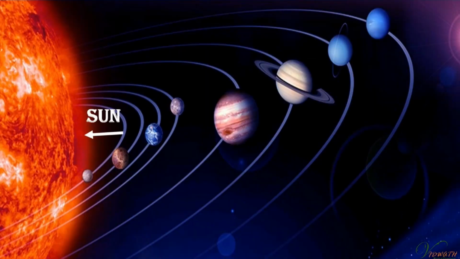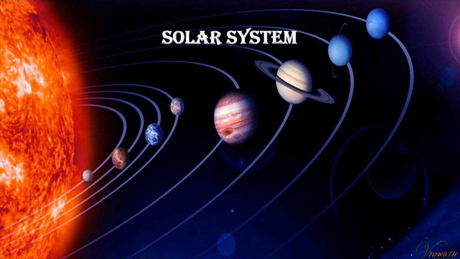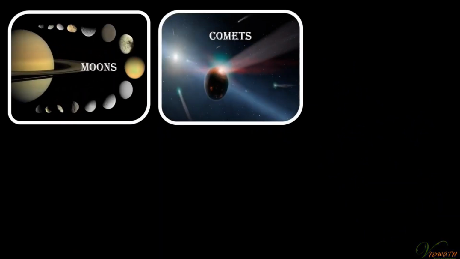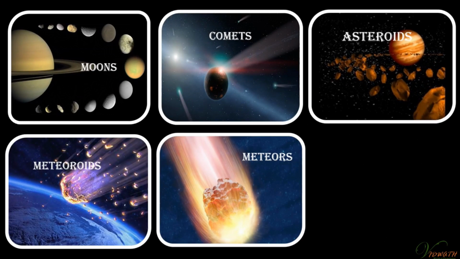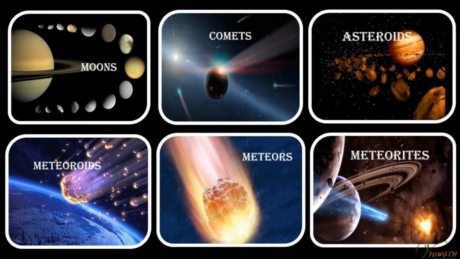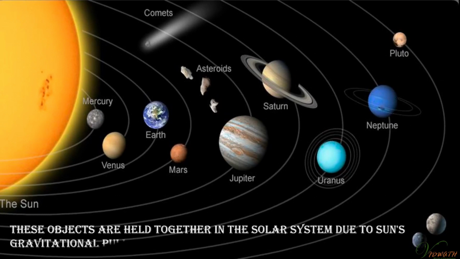The Sun and the celestial bodies that revolve around it form the solar system. It comprises a large number of bodies like planets, their moons, comets, asteroids, meteors, and meteorites. These objects are held together in the solar system due to Sun's gravitational pull.